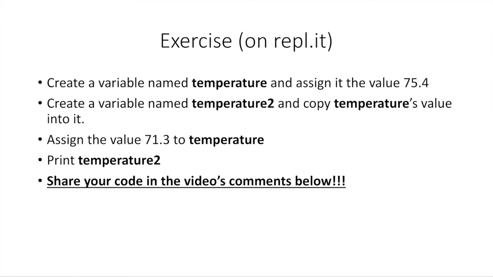On the next line, you're going to create a variable named temperature2. And in that, you're going to copy temperature's value into it. Then you're going to assign the value 71.3 to temperature. And finally, on a new line, we're going to print temperature2. And don't forget your semicolons at the end of every line. This is something that takes a while to get used to, so start early. Start really getting used to typing the semicolon at the end of the line and not forgetting it.